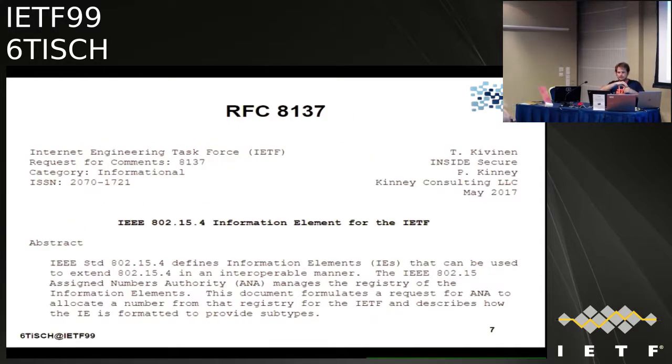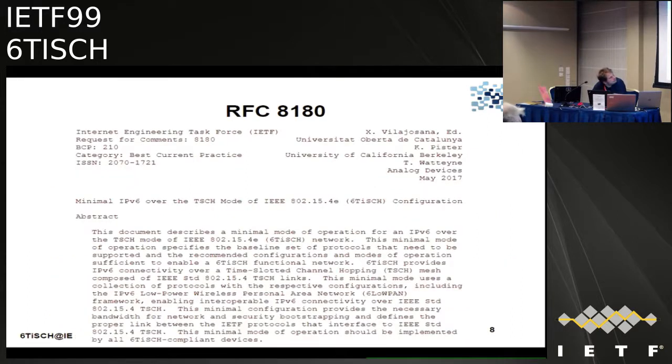We'll start with 2 announcements. We have 2 RFCs. One of them comes out of this group, and another is very, very related. The first one is thanks to Tero. Thanks, Tero, for doing this work. Now we've got an IETF information element that is officially ours from the IEEE, IEEE IE 5. And last but not least, congratulations to the authors, in particular Chavi, who did the bulk of the editing. We now have the RFC number for the minimal support for 6TISCH. So that's really the core result of this working group so far.